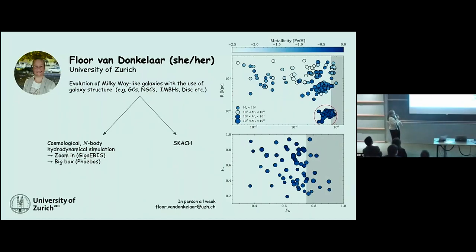I mainly do cosmological N-body hydrodynamical simulations. So in my group, we currently have two. One is called GigaEris, which is a big zoom-in simulation. When it came out, it was the biggest zoom-in simulation of a Milky Way-like galaxy. Probably not anymore. And we're currently working on Phoebus, which is similar to TNG300, but just double the size. And that's medium resolution, and we want to go to a higher resolution.